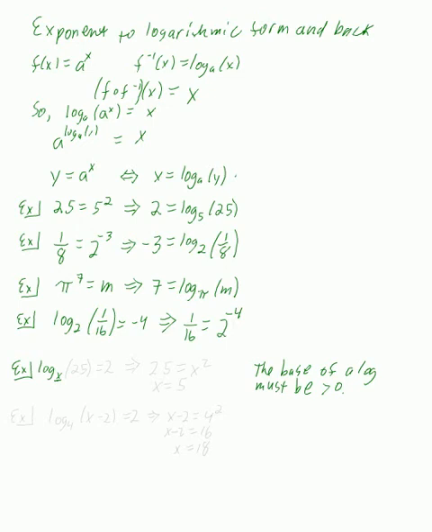Log base x of 25 is equal to 2. No problem. We'll turn this around and we will get 25 is equal to x squared. Now we have a nice equation we can solve. I can do the square root to both sides. Normally I would do plus or minus, but because of our rule over here that our base has to be positive, x over here has to be positive, we're going to end up with x is equal to positive 5.